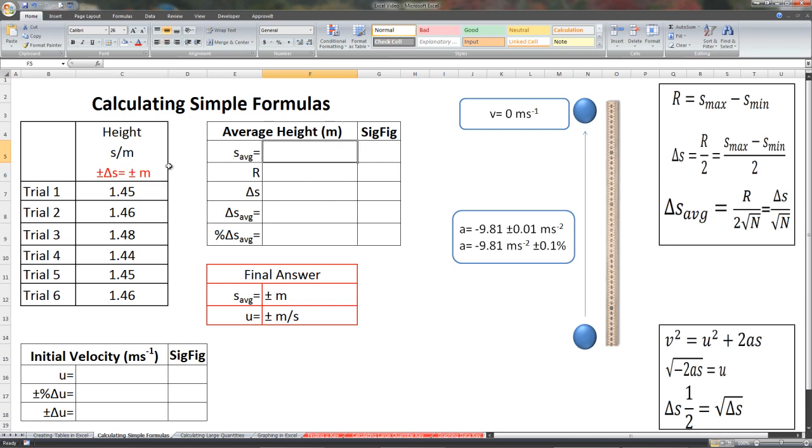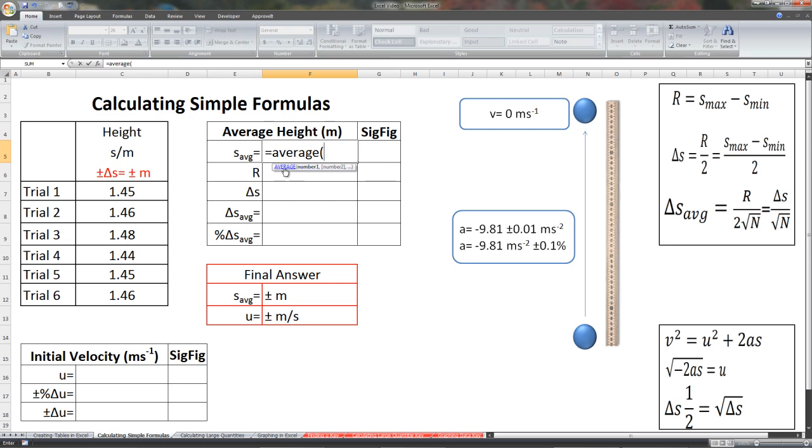Now, the first thing I want to do is get the average of my values. And so I click on this box because I labeled it my displacement, or my average displacement. In order to enter a formula into Excel, you always start with the equal sign. So you put equals, and it tells Excel, hey, I'm going to put something in that I want you to calculate. So I want this cell to equal the average of my values. So I'm going to type in average, and then open parentheses.